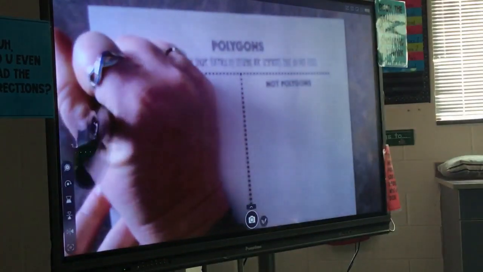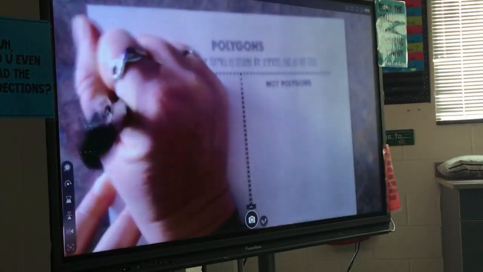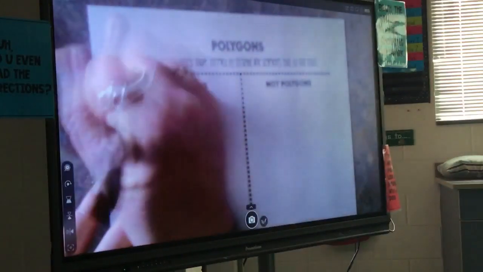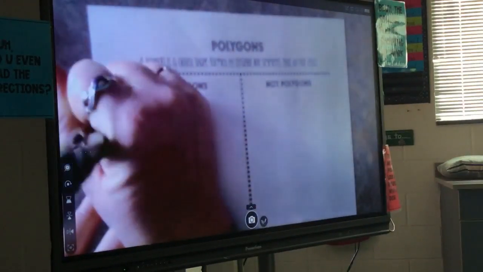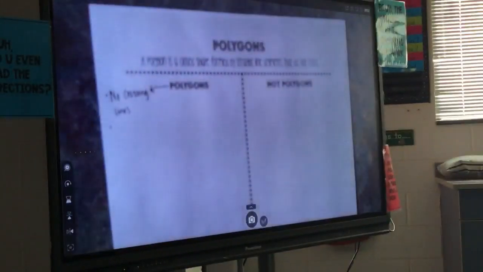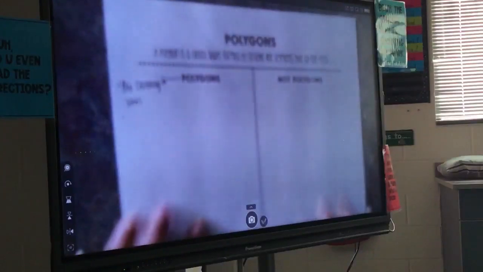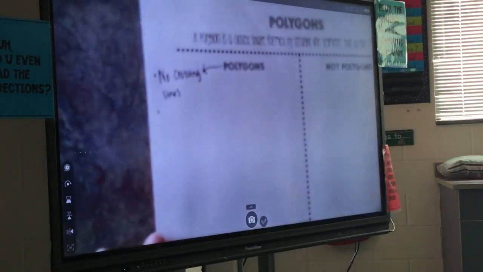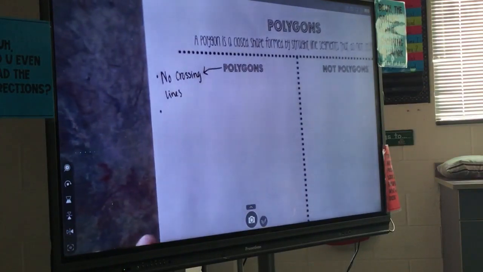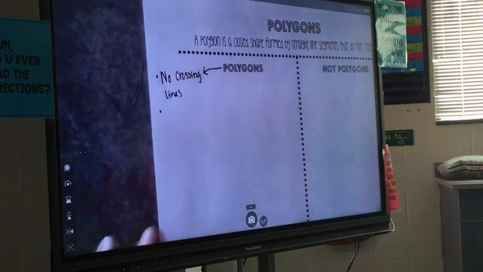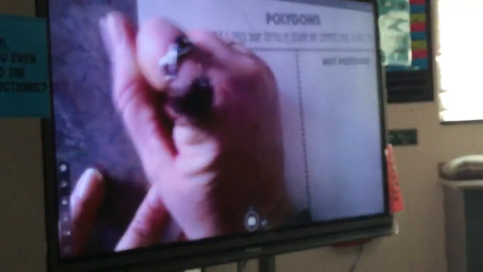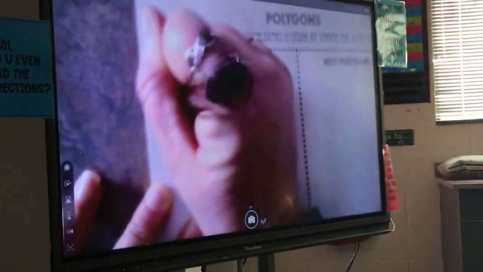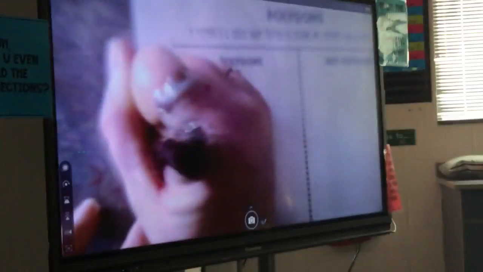Okay, so no crossing lines. All right, and yes, you should be writing this down. So no crossing lines. What else do we know about a polygon? It has to be closed. Okay. Closed shape. All right, what else?